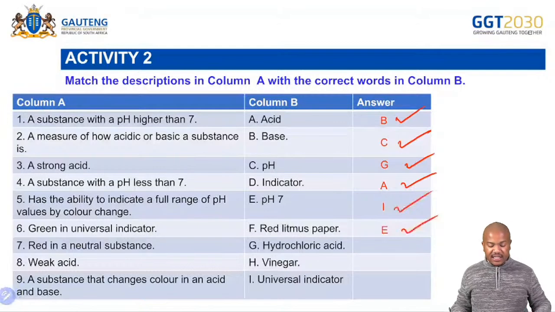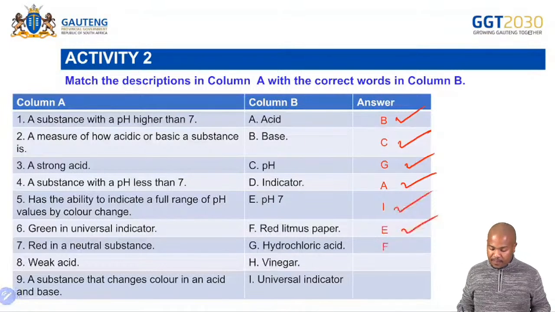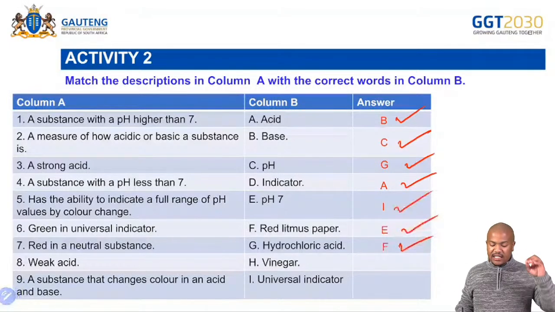Then number 7, red in a neutral substance, right? That is what? That is F, right? F is what? It is red litmus paper. It does not change in a neutral substance. It remains red.